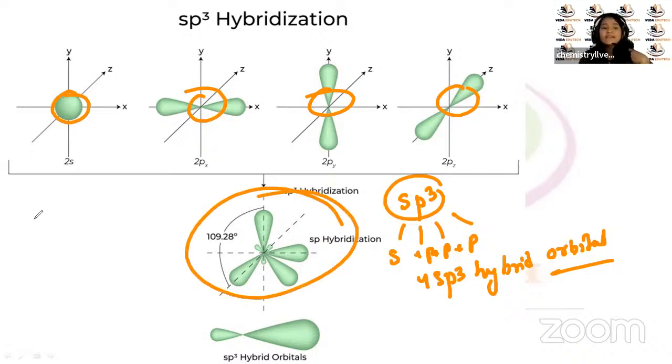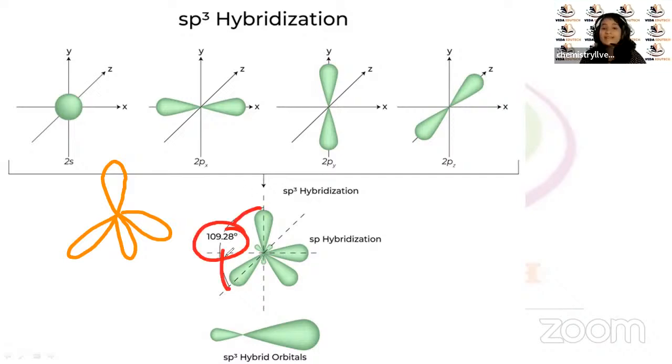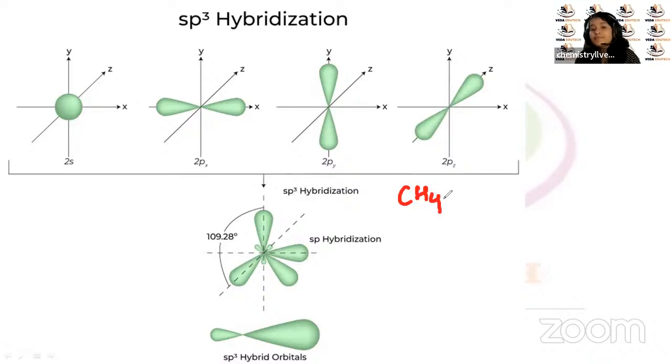And how does an sp3 hybrid orbital look, children? It looks something like this: one above, and you can have 3 below, like this. This is your sp3 hybrid orbital. Tetrahedral. Tetrahedron is formed here. And the angle between these hybrid orbitals is 109.28 degree. So this is your angle. And if we take an example, tell me an example. Can I take CH4, methane?